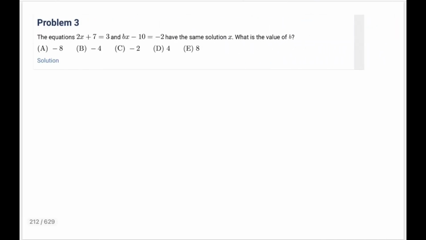Problem number 3: the equations 2x plus 7 equals 3 and bx minus 10 equals minus 2 have the same solution x. Okay, so x equals minus 2 for the first one, and so x should also equal minus 2 for the second. Let's plug in minus 2. Minus 2b equals 8, so b equals minus 4, so the answer is B.